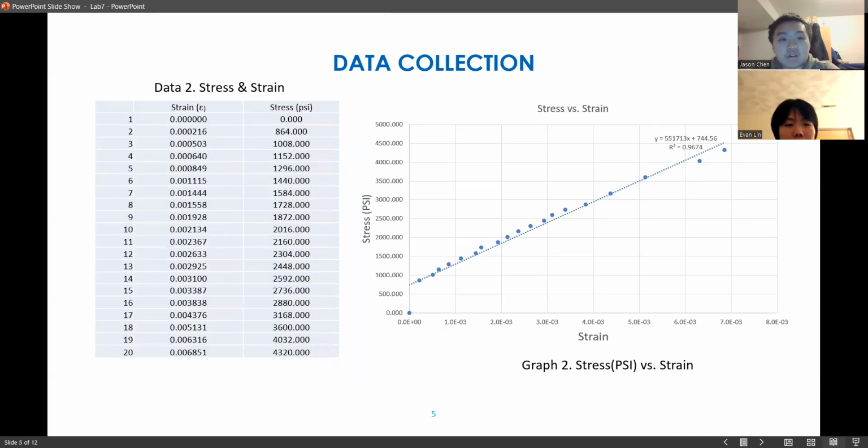Another method of calculating elastic modulus was just as we did in the previous labs of tensile testing, where we had strain and stress. Plotting strain against stress, we have a stress strain curve, whose slope is the elastic modulus. In our case, we got 551,713.